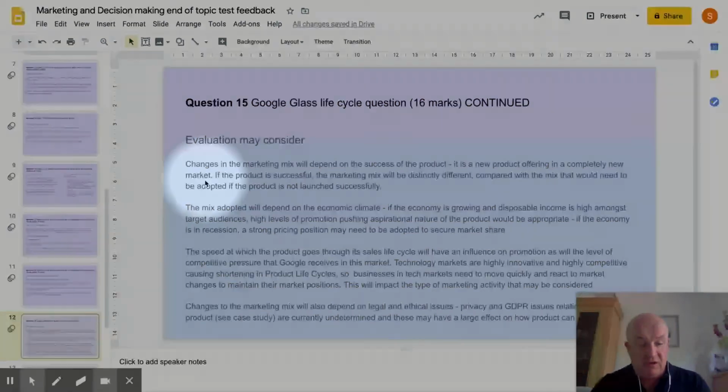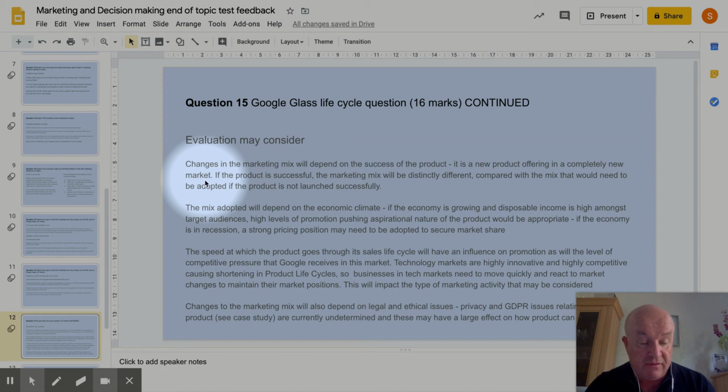So if we're talking in this instance about a new product offering this in a completely new market, it's a high risk product launch. But if the product's successful, the marketing mix is going to be significantly different compared to one where the product hasn't been launched all that successfully. So clearly, the overall success of the market and the success of the marketing will have an influence on the way in which the marketing mix is adopted, okay?